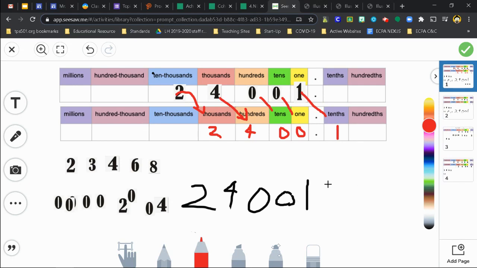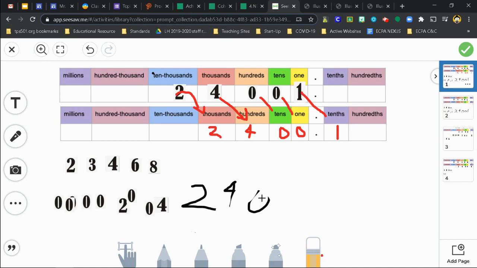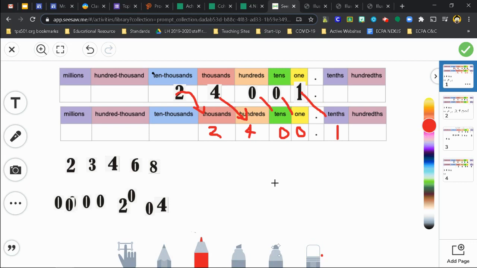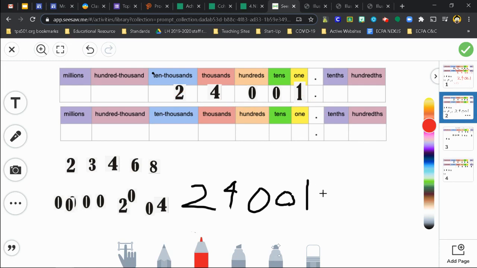So that means our number, after having done the division and dividing it by 10, our new number is 2,400.1. So you see, we moved each individual number one time. Here's another way to look at it. So let's say the same thing. We're dividing this by 10.